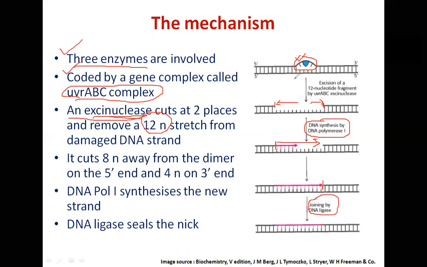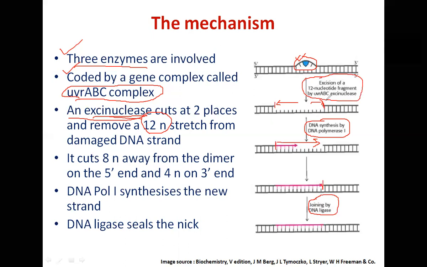So that is how, wherever you will have thymine dimers formed in the DNA as a result of exposure to UV light, those thymine dimers will be repaired using these three enzymes and using this UVR-ABC gene complex. Of particular importance is this particular enzyme, X-nuclease.